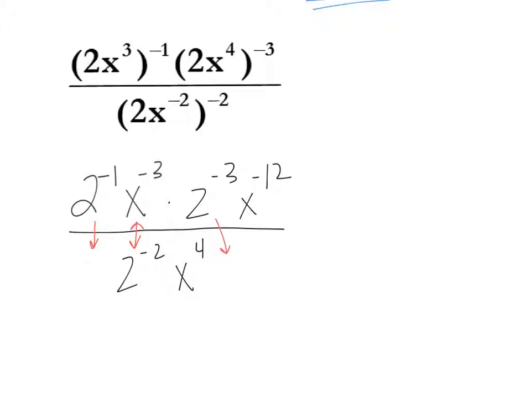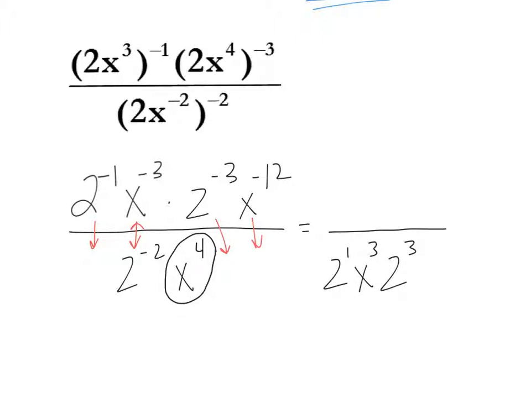This is going to come down and this is going to come down. So I'm moving all of those negative exponents. When I do that, keep in mind the x to the 4th is going to stay. That's the only positive exponent, so that's not going anywhere. So I'm just going to rewrite those and then I'll simplify in another step. So the 2 to the -1 came down here, the x to the -3 came down here, and the 2 to the -3 came down here, and the x to the -12 came down here.